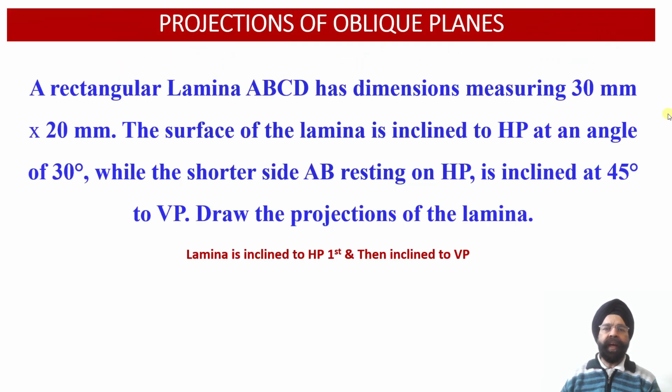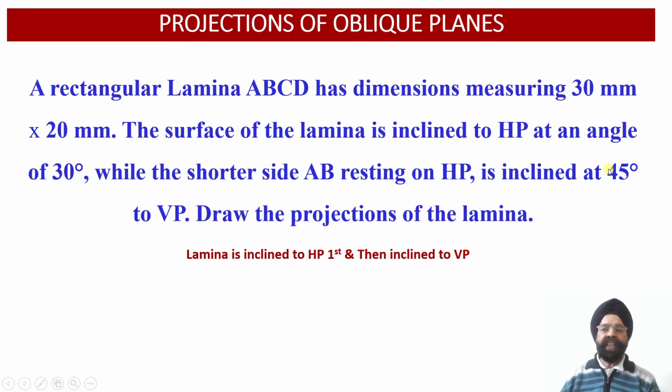Now here we are required to evaluate the projections of the oblique plane, which happens to be inclined to both the horizontal plane as well as the vertical plane. So here we have a rectangular lamina ABCD measuring 30 millimeter by 20 millimeter. The surface of the lamina is inclined at an angle of 30 degree with respect to the horizontal plane.